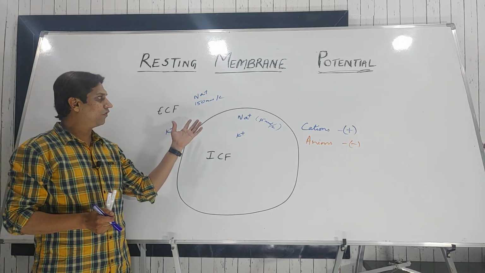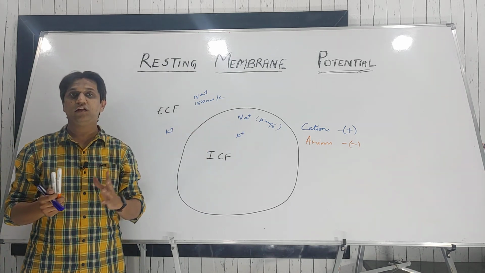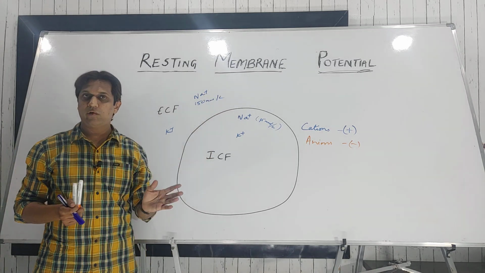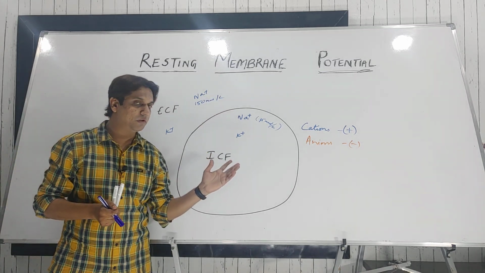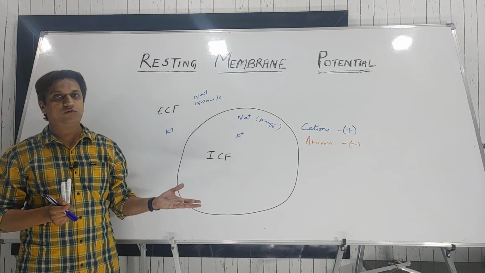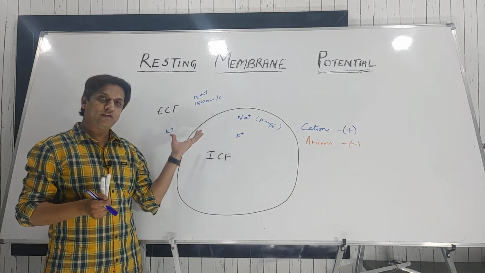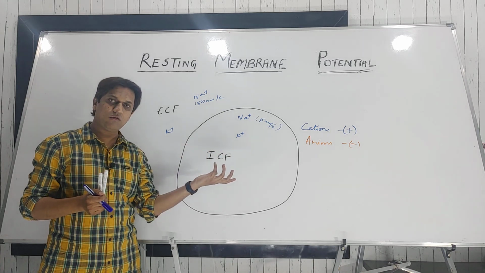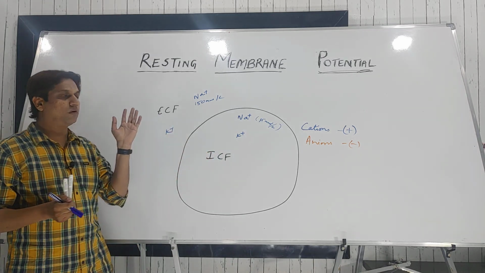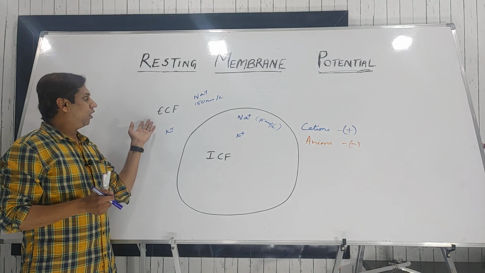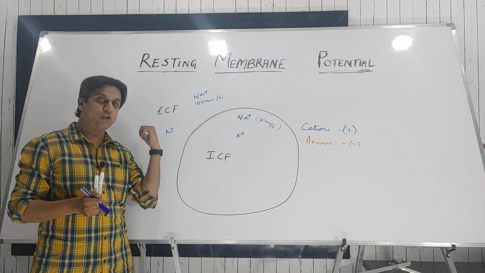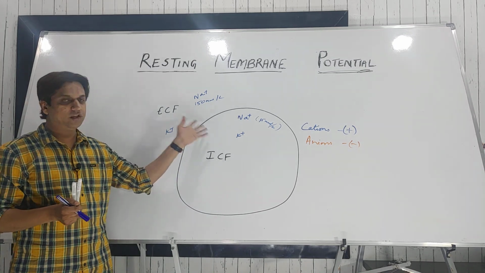Now why this concentration varies, what is the reason, we are going to discuss in the coming section on resting membrane potential, and meanwhile we'll define what the resting membrane potential is and why it is so. Before that, just have this background. Potassium is the main intracellular cation and sodium is the main extracellular cation, that is, sodium is present more outside the cell and potassium more inside the cell.